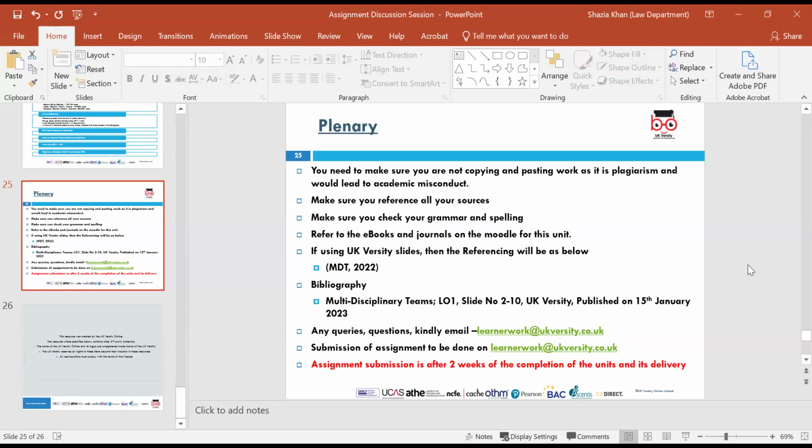Any questions you have, you need to kindly email learnerwork@ukvarsity.co.uk. Submission of your assignment to be done on learnerwork@ukvarsity.co.uk. Submission is after 2 weeks of completion of this unit and its delivery.